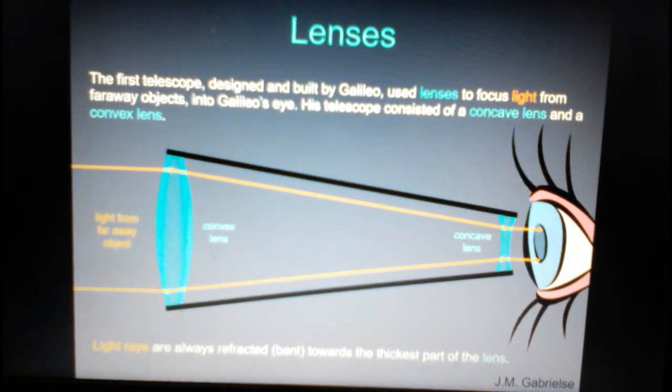Light rays are always refracted, another term for bent, towards the thickest part of the lens.